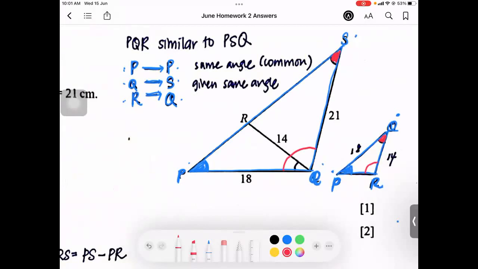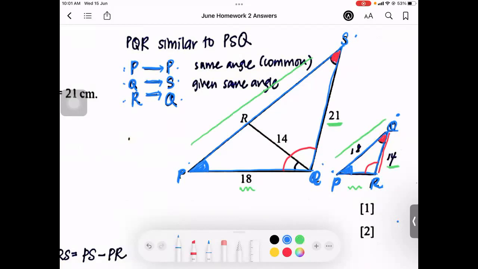Then while we draw it this way, let's match the numbers. RQ is 14, RQ is 14 over here, right? So RQ is 14. Then you can see a pair of matching numbers already, right? This one, 21 and 14. Then we have the base with the base, and then maybe this side over here with this side over here. So we have the matching pairs.